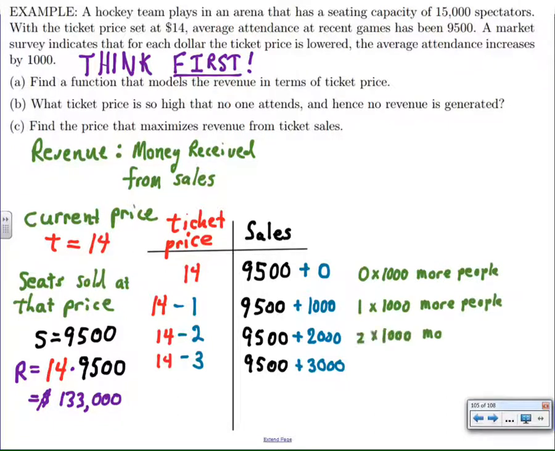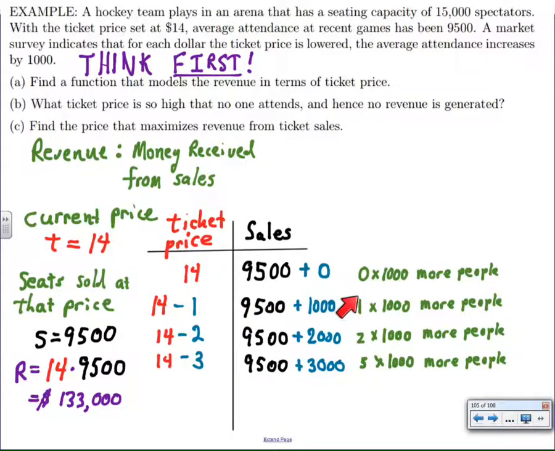$3 less, that's going to give us 3,000 more people. Now I didn't figure out the revenue yet because I'm just trying to understand how the sales are affected by the ticket price. But if I wanted to know the revenue, all I would have to do is take the 10,500, multiply that by $13, and that'll give me a different revenue than what I had over here. I think it would be around $135,000 or something like that, maybe 130, somewhere in there. But it will be different. You can test me on that.